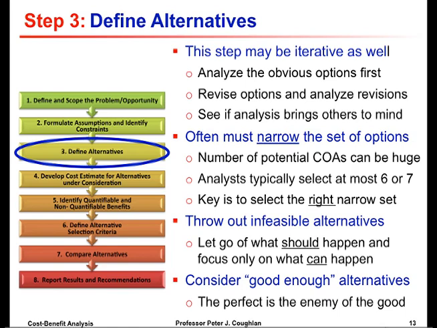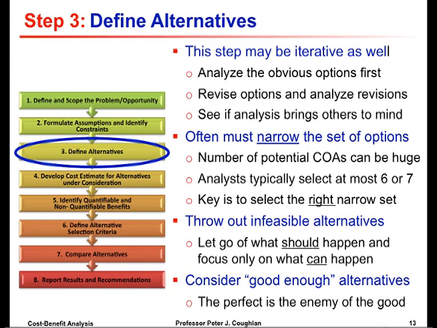Like the previous step on formulating assumptions, where I said make quick and dirty assumptions and then go back and revise them, you may do that with this step as well. It may be iterative as well. One approach is, if great creative options don't come to mind right away, they may come to mind during the process. And what do I mean by that? Take the options that are obvious to you, conduct your analysis, see how that comes out, and revise your options based on what comes out.